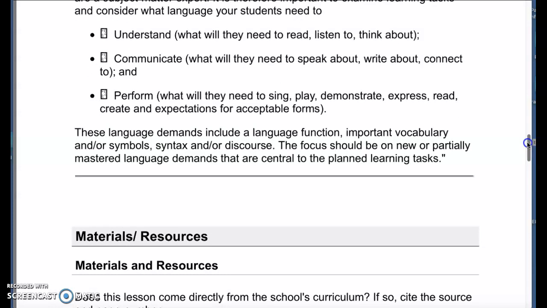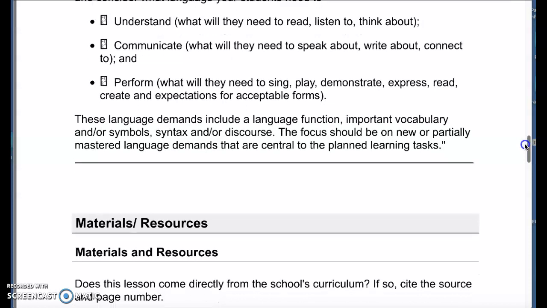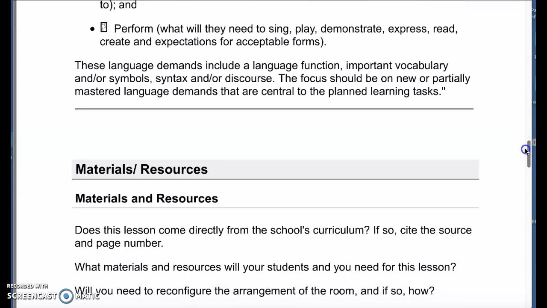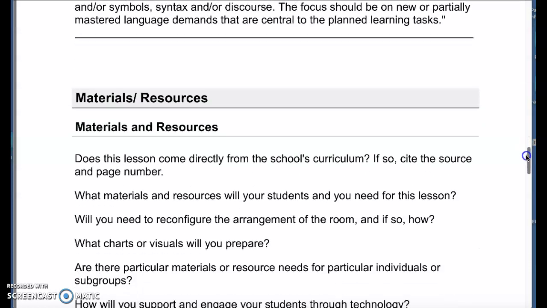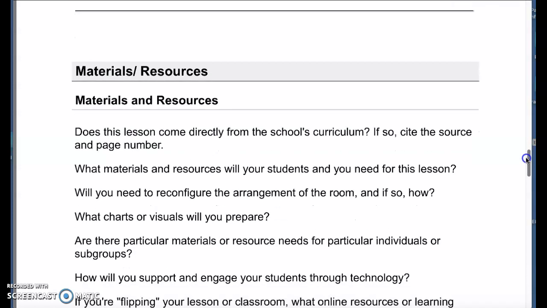I also gave you a handout on the first day of class that goes into more detail about that section, that gives you a better explanation of how to complete that section. So just focusing on key vocabulary in those 3 areas.